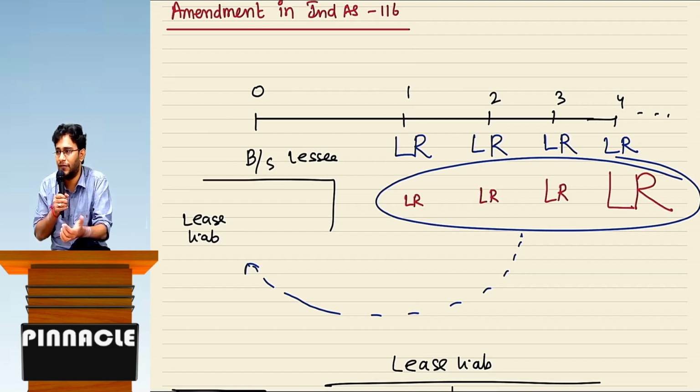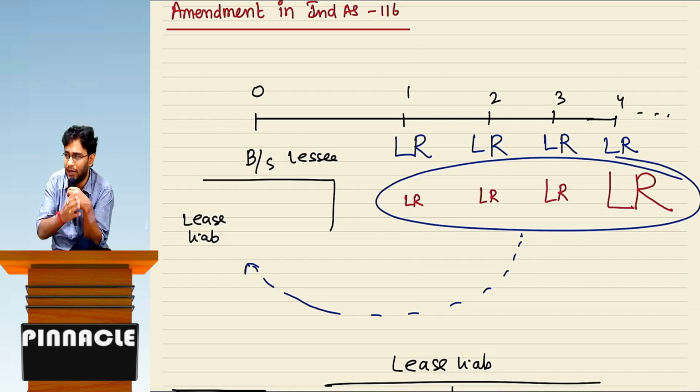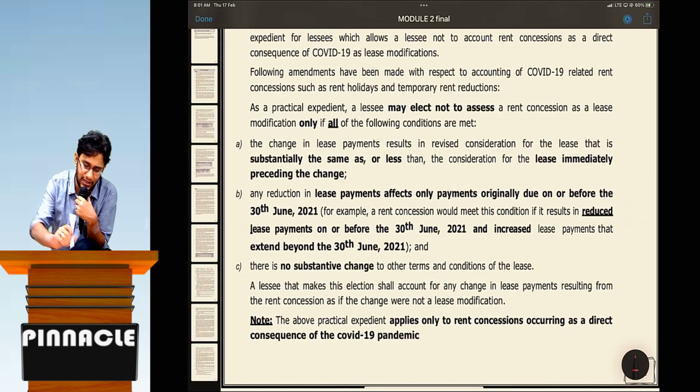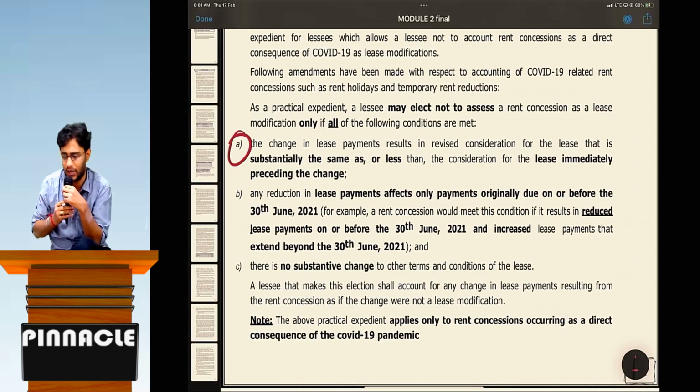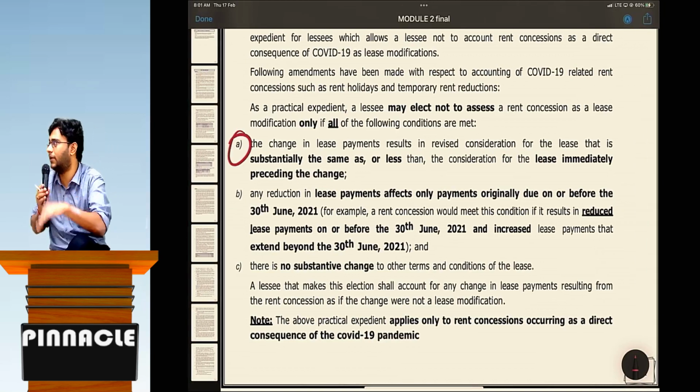Where is the benefit, sir? When will you get the benefit? Whatever lease rent I am paying normally, even in the revised term if I am paying the same lease rent or lesser than that, then only there is a benefit. In the revised terms, if I am paying more lease rent, then there is no benefit. So the entire discussion is not applicable for you. What he is saying in the first point is ultimately to make sure that the lessee is actually benefited in this transaction.